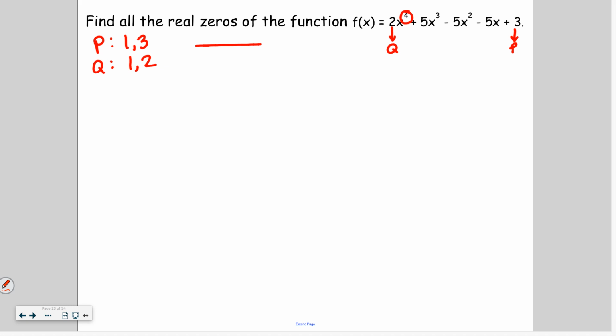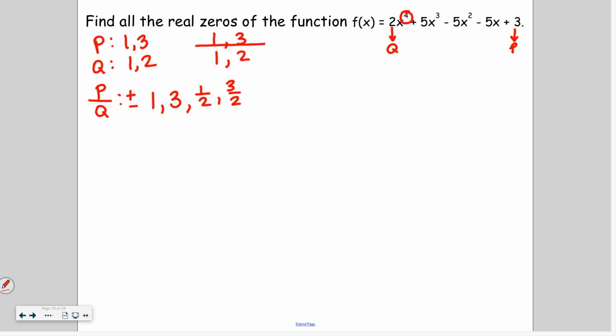Now then, I want to put 1 and 3 over 1 and 2. So P over Q. If I put both 1 and 3 over 1, I have 1 and 3. Then I'm going to put 1 and 3 over 2. So 1 over 2 is 1/2. 3 over 2 is 3/2.